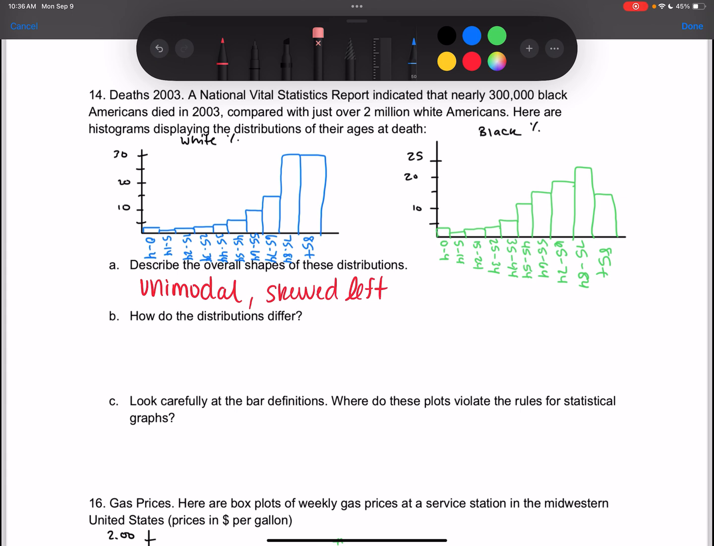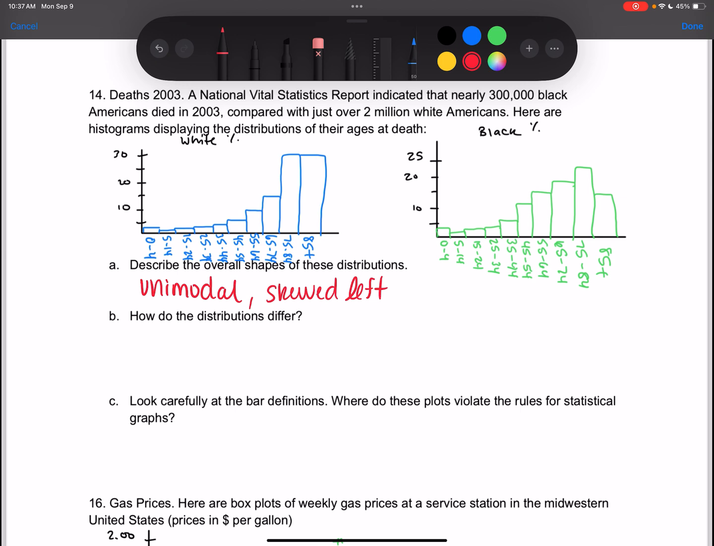I guess more white people were living to be a lot older. Yeah. What else do you notice? What do you notice about the death rate? I don't know how to describe it. There's a big jump on the white, between 74 and 75, like that range.